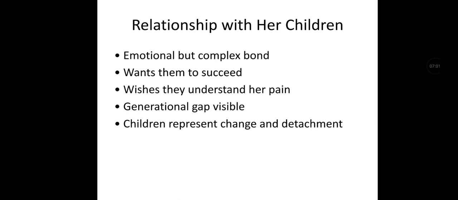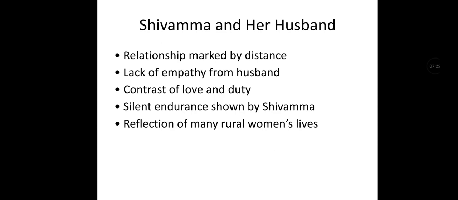She had a very emotional but complex bond with her son as well as her daughter. She wants them to succeed in life. She wishes they understood her pain. There is a generational gap visible between her and her daughter. Children represent change and detachment.